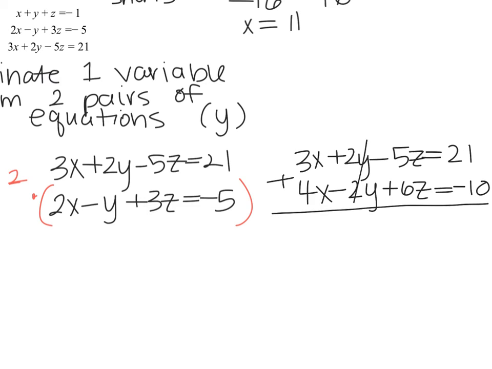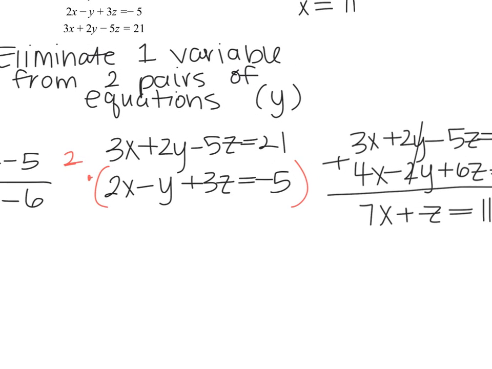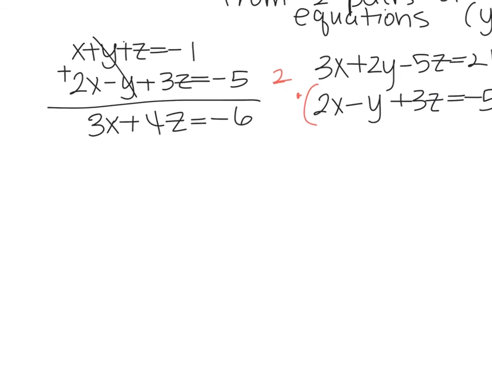Still going to add the 2 equations together. The y's are going to cancel. Then I'm left with 7x plus z equals 11. We now have 2 equations that only have the variables x and z. That's going to lead us to step 2.